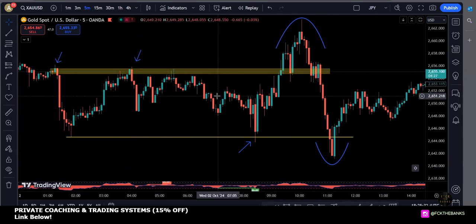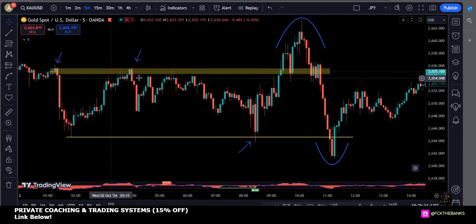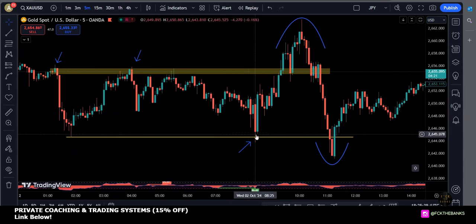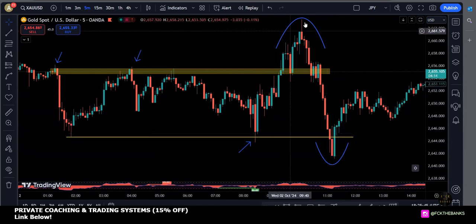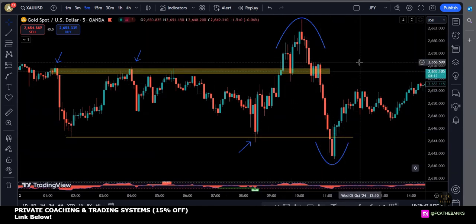You can see in this picture we have both support and resistances, and as I said, support and resistance should be respected, but liquidity levels are gonna make a fake out. It's gonna pierce through and then it's gonna go into the opposite direction.